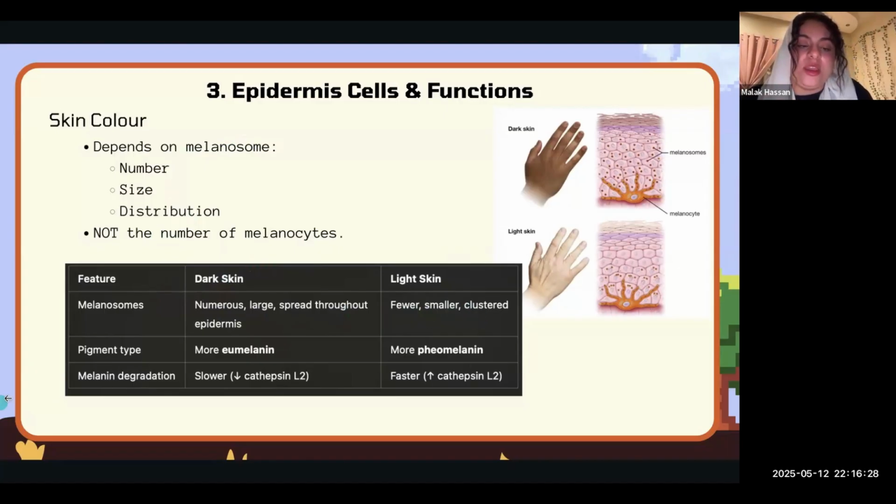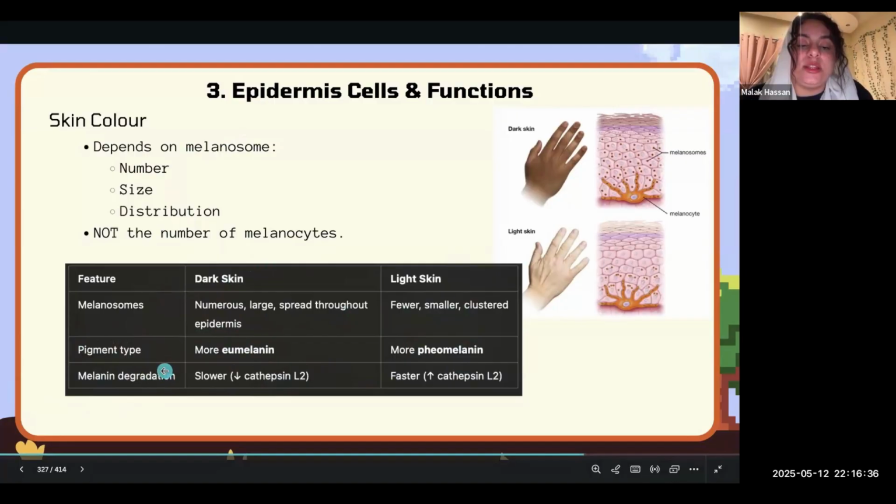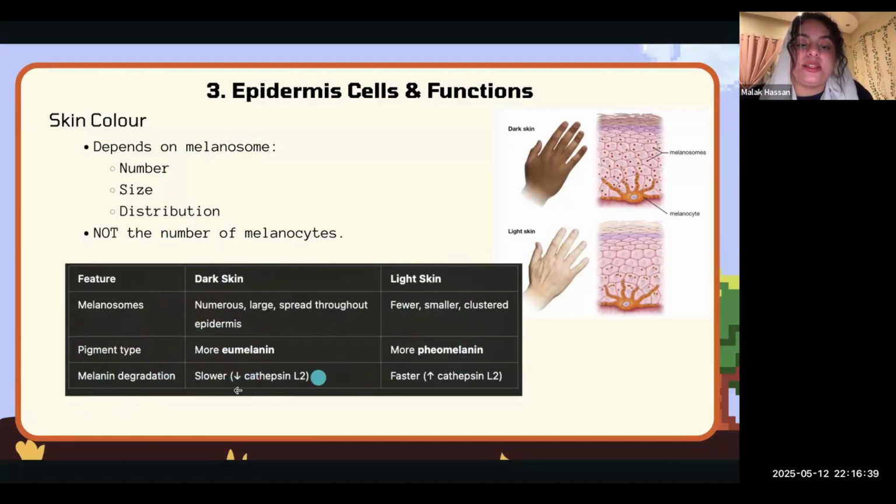Sorry, I'm yawning. And pigment type will be more eumelanin in dark skin and more pheomelanin in light skin. As for melanin degradation, it will be slower in dark skin, so there will be less cathepsin L2. And in light skin, it will be faster, so there will be more cathepsin L2, which is responsible for degradation of melanin.